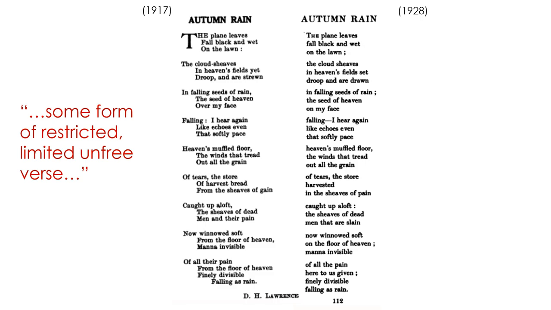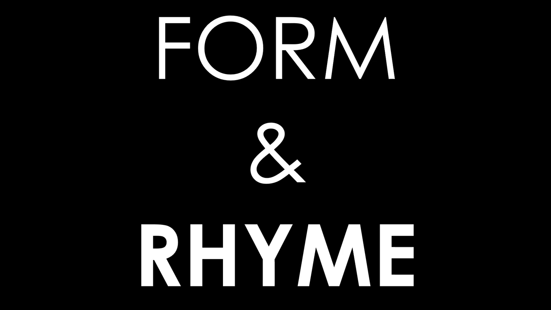And now I want to look at the rhyme within Autumn Rain, because for everything that Lawrence says about unfree and free verse being much more akin to the expression of the self and so on, actually Autumn Rain is a poem that has a very interesting and quite strict rhyme scheme.